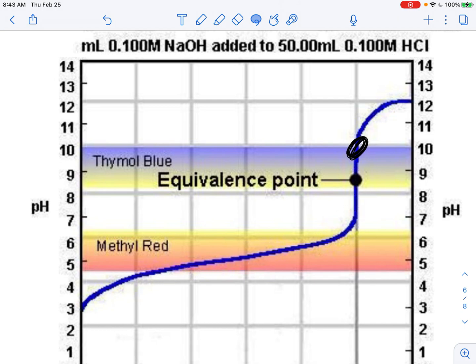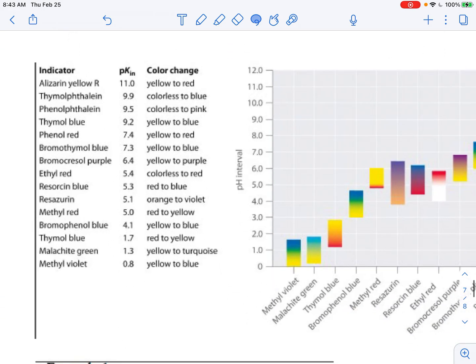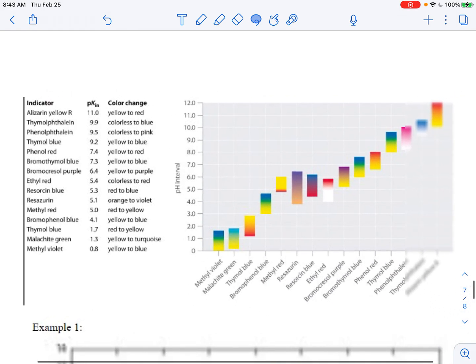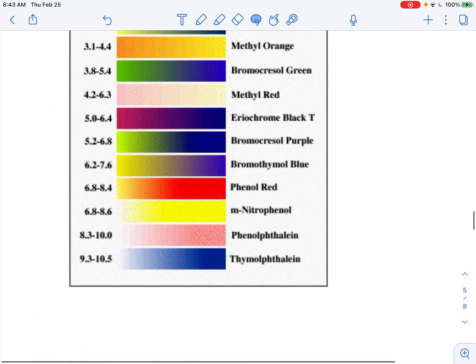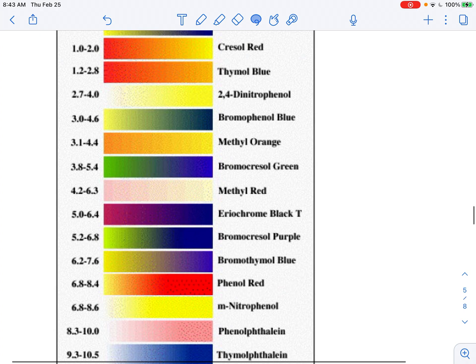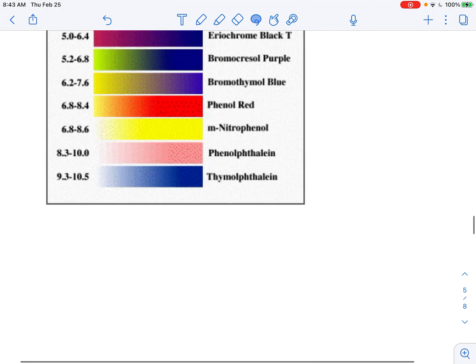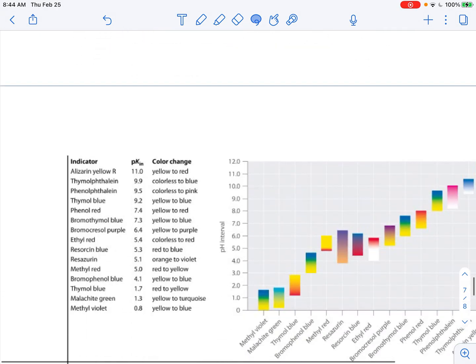So any indicator that changes in the vertical aspect of things here, where that inflection point is, then you'll be in good shape. So oftentimes they will not give you the information like this or like this or like this. Oftentimes what they will do is they will give you what's called a pKa value.